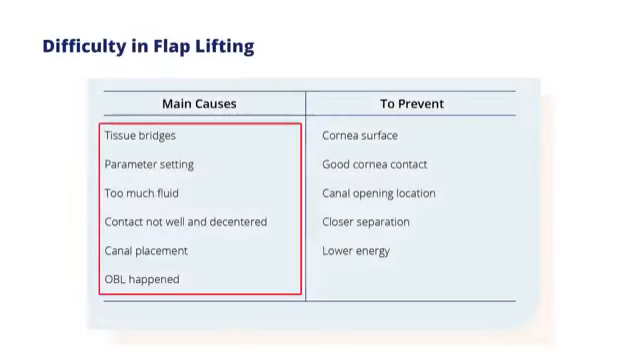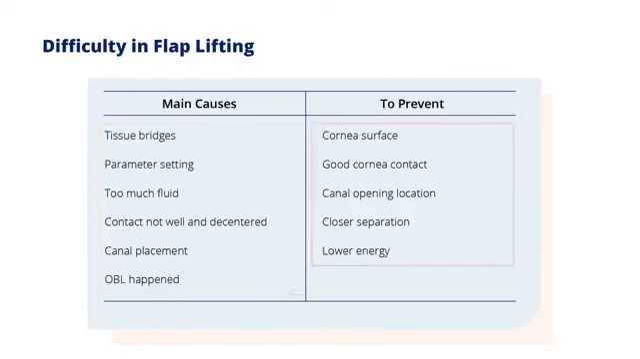The main cause of difficulty in flap lifting is tissue bridges. That is the fundamental reason for difficulty in flap lifting. There are causes as follows: parameter setting, too much fluid between the cornea and the cone of the PI, corneal contact not well centered, corneal placement not good, or dense alveolar bubbles.